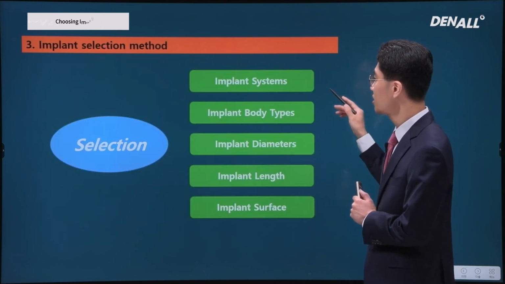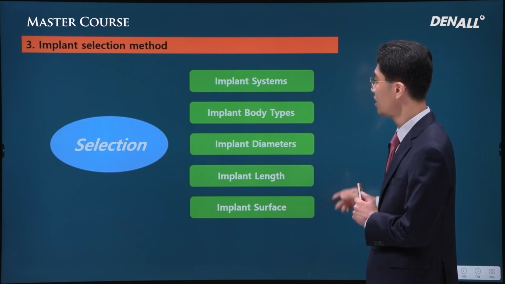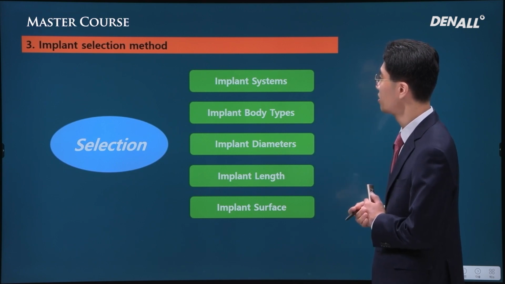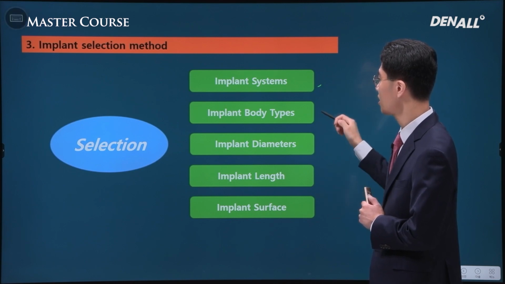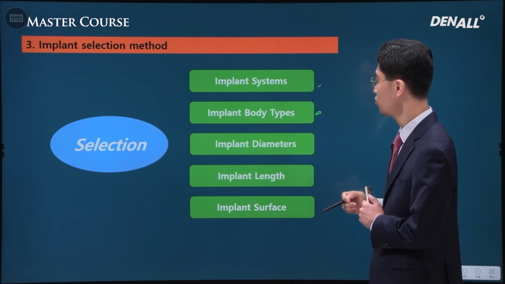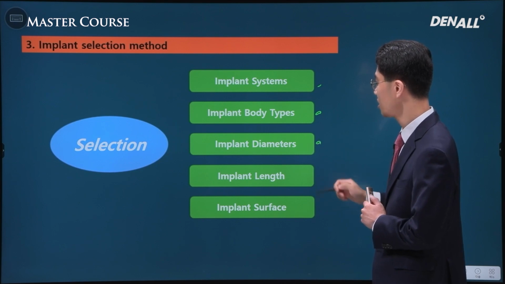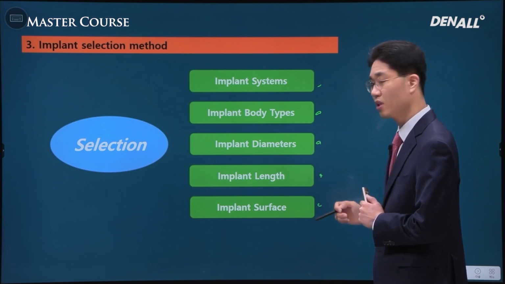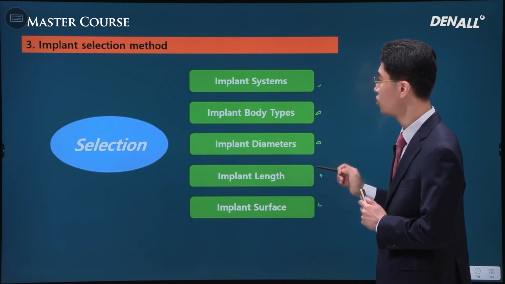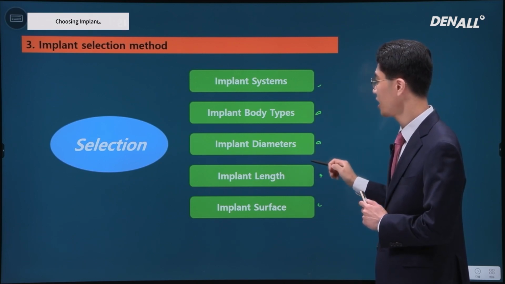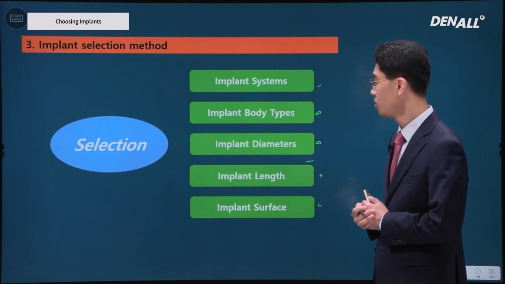In choosing the right implant, a couple of factors have been listed. First is different types of implant systems, implant body types, diameters, length, and implant surface. We will not be able to address all of it. We will look up to implant diameter due to time constraints.